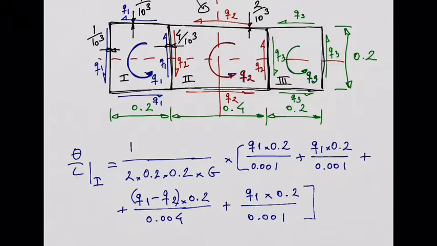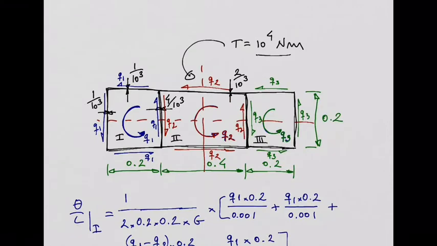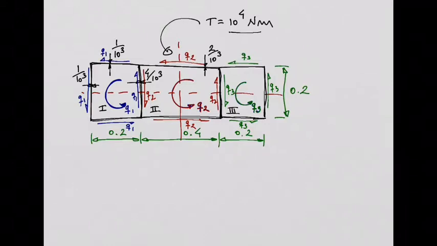And if we do these calculations, we get the gradient of twist. Of course, we cannot do it yet because we still don't know the shear flows Q1 and Q2. So we need to continue the analysis and move to cell number 2. Okay? So let's move to cell number 2. Maybe we can speed up now a little bit.